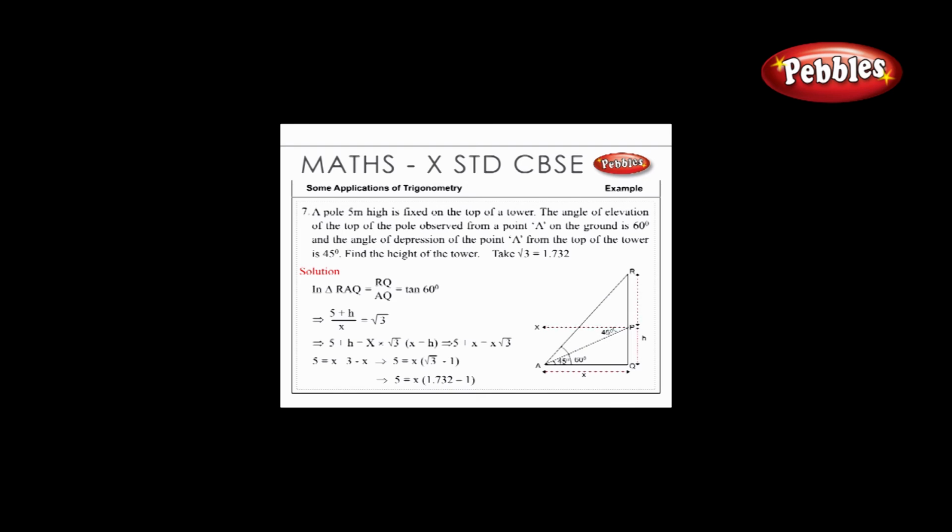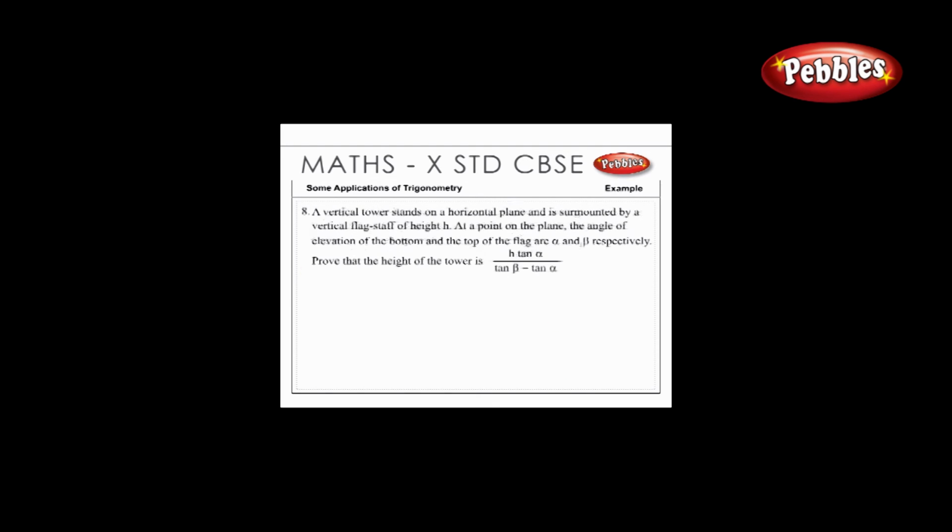In triangle RAQ, RQ by AQ is equal to tan 60 degree, implies 5 plus H by X is equal to root 3, implies 5 plus H is equal to X into root 3, implies 5 plus X is equal to X root 3. Substituting the values, we get X is equal to 6.83 meter. Therefore, the height of the tower is 6.83 meter.